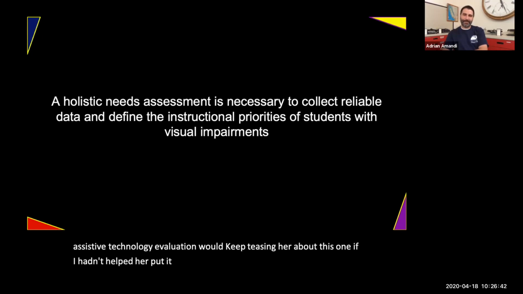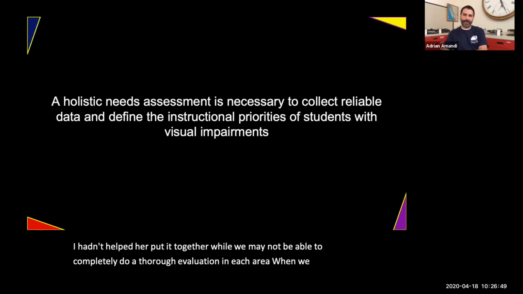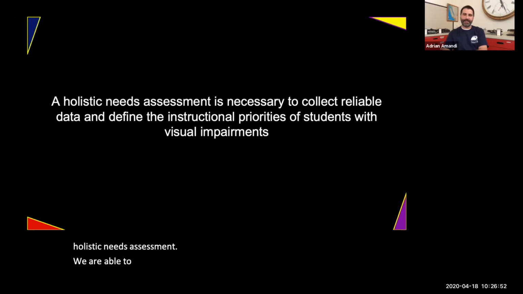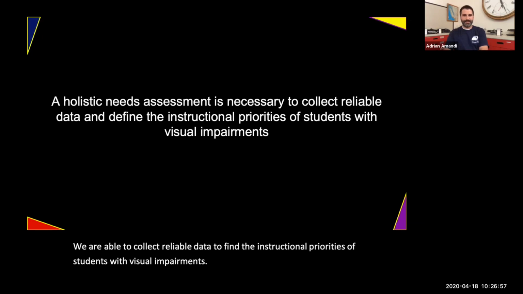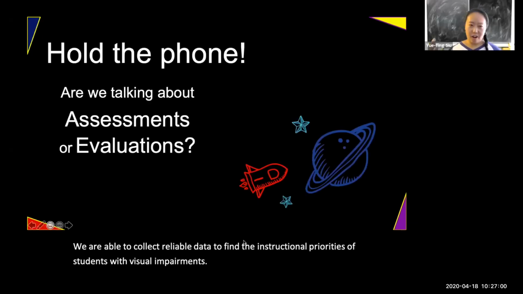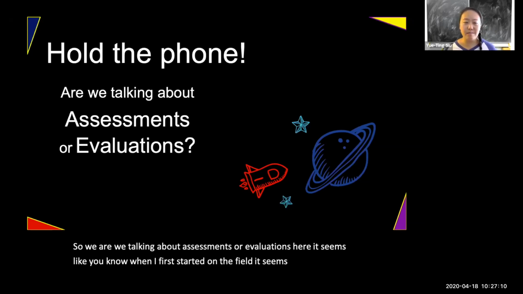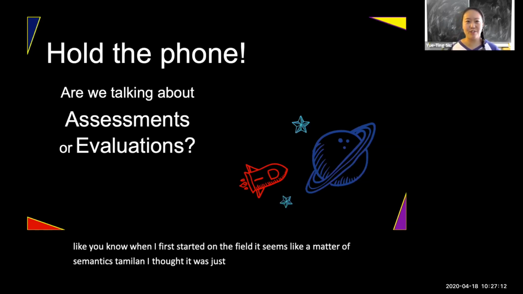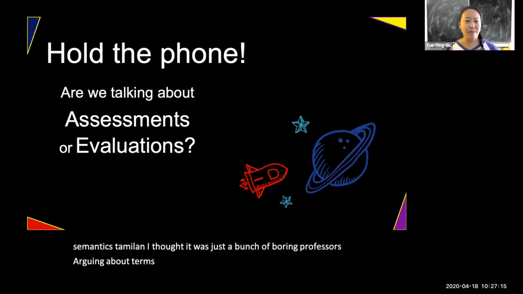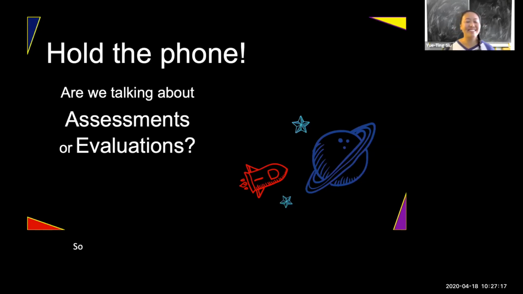While we may not be able to completely do a thorough evaluation in each area, when we conduct a holistic needs assessment, we are able to collect reliable data and define the instructional priorities of students with visual impairments. So wait, are we talking about assessments or evaluations here? When I first started in the field, it seemed like a matter of semantics to me, and I thought it was just a bunch of boring professors arguing about terms, and now I've become one of those professors who argue about terms.